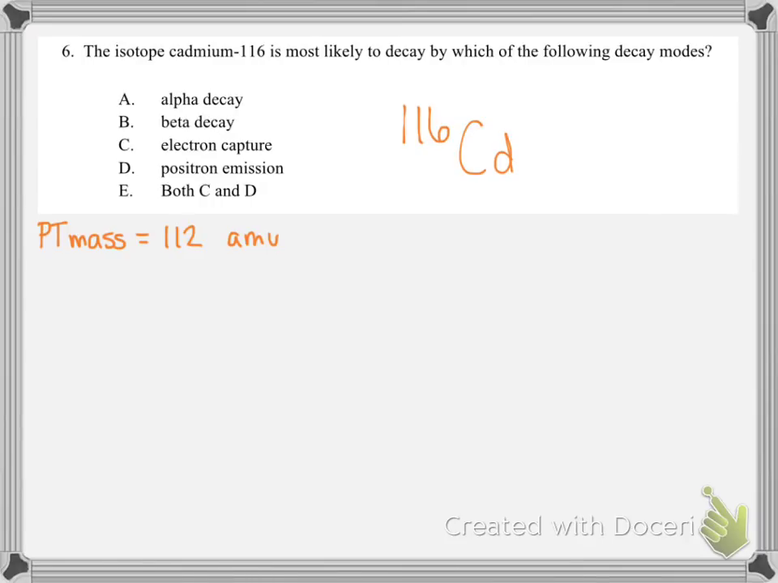Here we want to know the most likely form of decay of cadmium-116. So cadmium is element number 48, meaning it has 48 protons. And this particular isotope would have 116, the atomic mass, minus 48, or 68 neutrons. So now we want to see why this is imbalanced when we compare it to the most stable isotope of cadmium. Since the atomic number of protons is not greater than 83, we can rule out alpha decay.